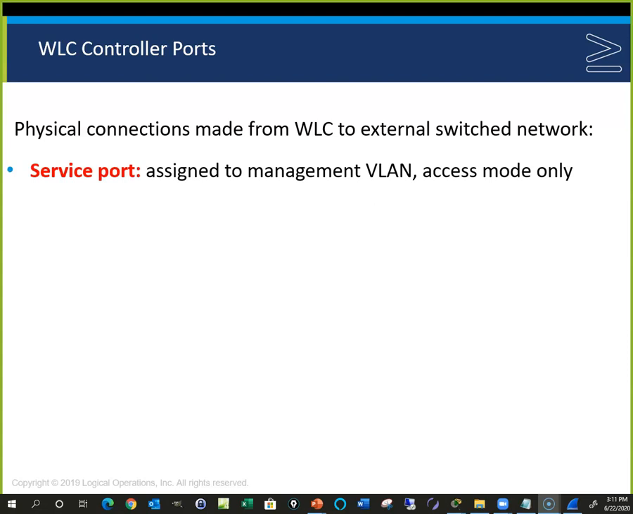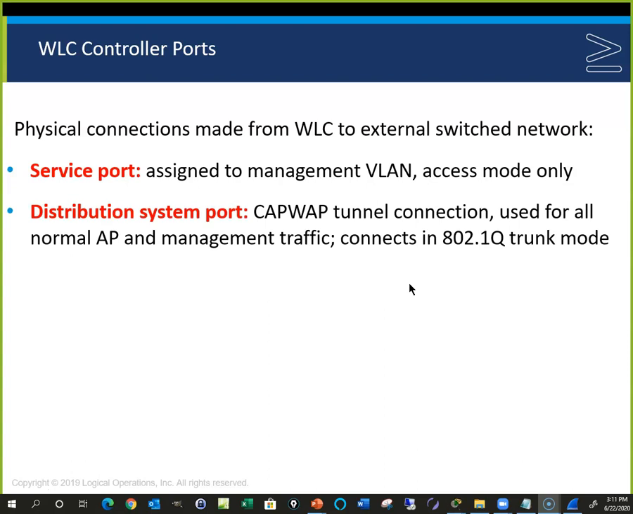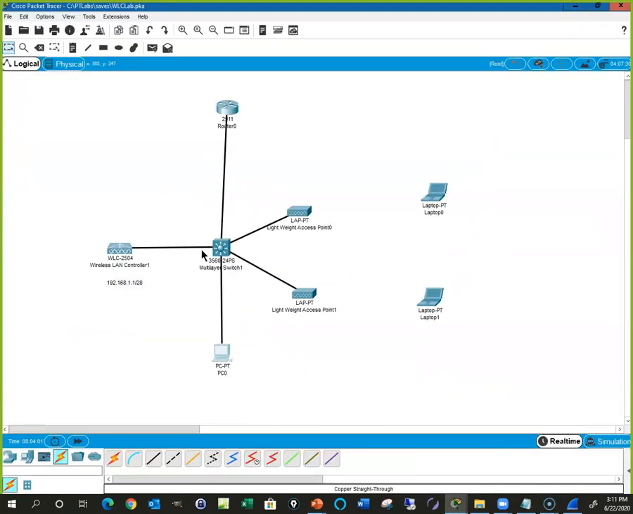The wireless LAN controller ports. We have the service port assigned to the management VLAN, access mode only. The distribution port, the CAPWAP tunnel, used for all of the normal AP and management traffic, connects in an 802.1q trunk mode. So when we talk about these things, all of these ports, this one has to be a trunk. This one goes to the router on a stick. It needs to be a trunk connecting to the lightweight access points.